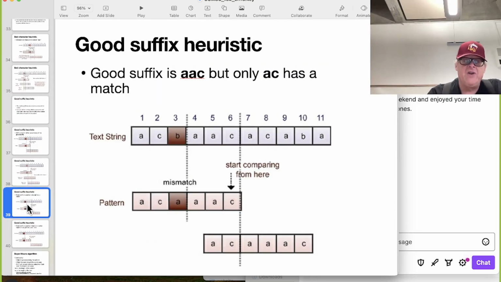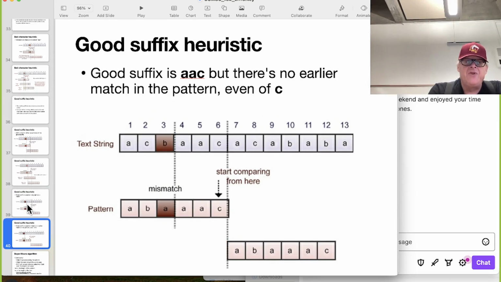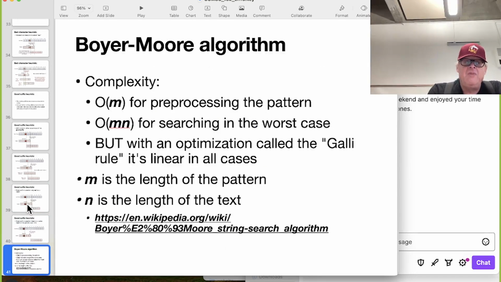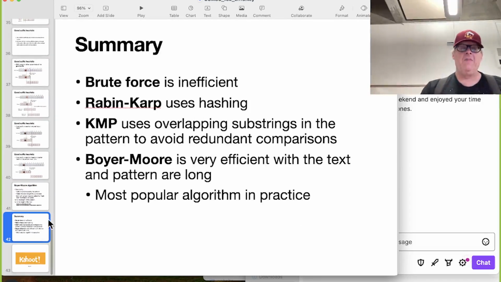All right, and I'm not going to work through the details of the other examples. I think it just gets a little mind-boggling. The point is, it's another way to avoid doing unnecessary comparisons. And so in the book, they say it's order M for pre-processing the pattern, and in the worst case, MN. But I went and looked online, because if it really was order MN, there'd be no reason to use it at all. The brute force algorithm is order of MN. Online, they say there's an optimization called the Galil rule you can add to it, and then it's linear in all cases, which means order of N. So anyway, that's why this is the most popular one.